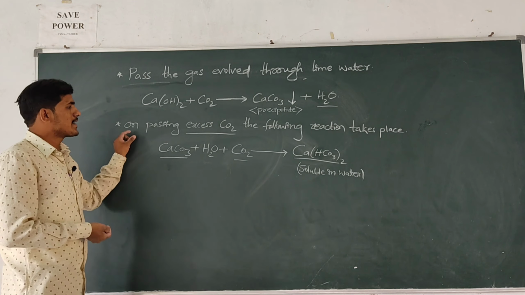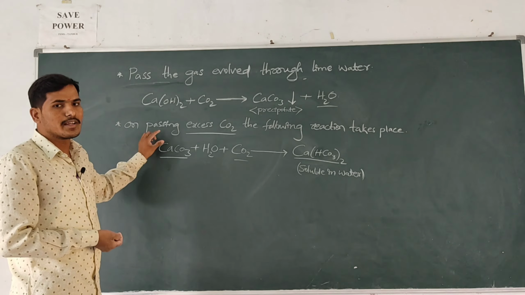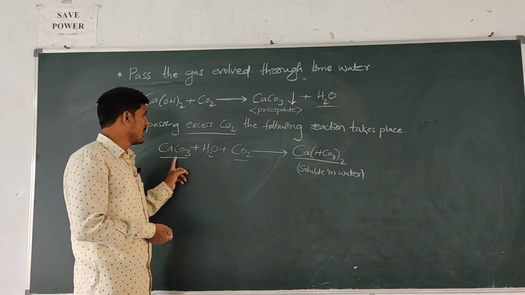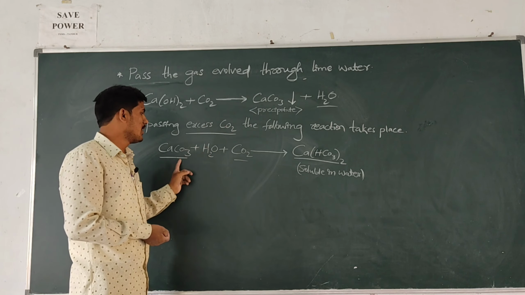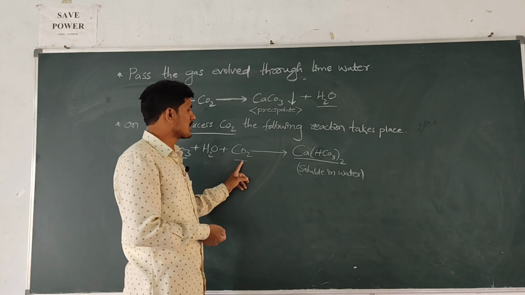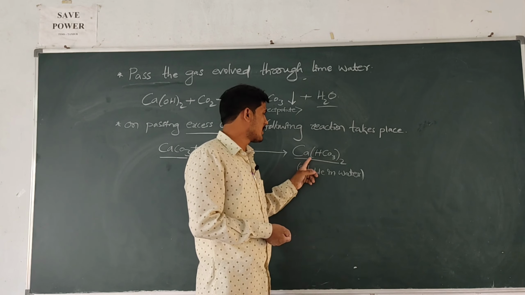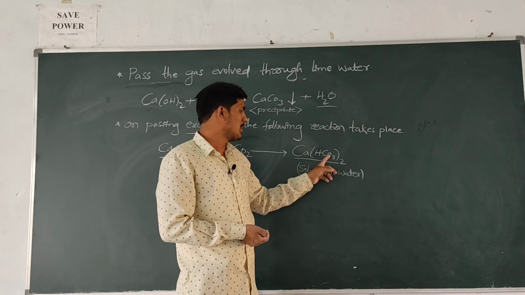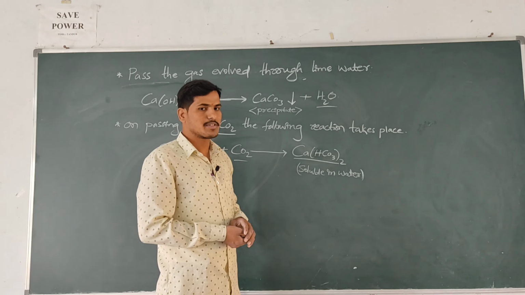On passing excess carbon dioxide, the following reaction takes place. When the calcium carbonate formed in the above reaction is again treated with water molecules and carbon dioxide, calcium hydrogen carbonate is formed. Calcium hydrogen carbonate is a soluble substance.